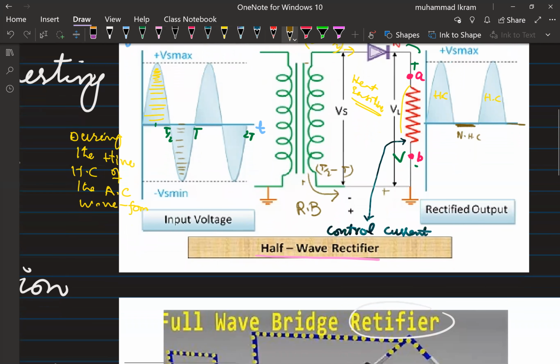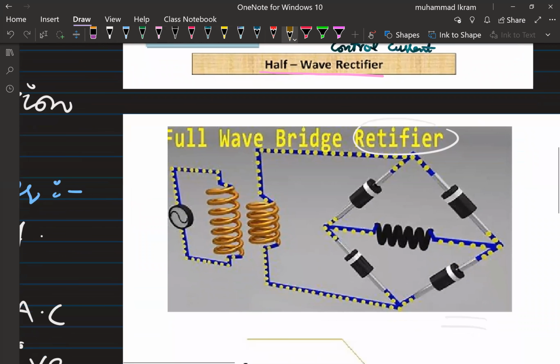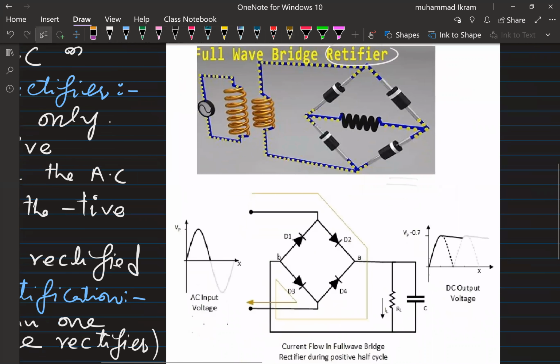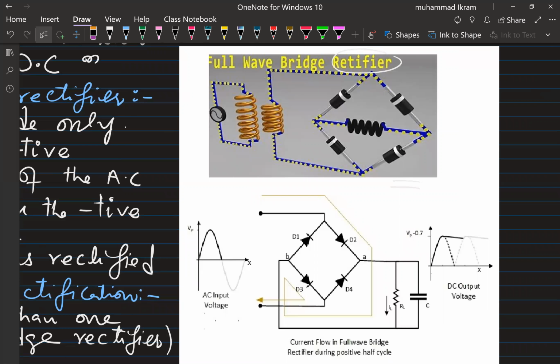Now let us see what is going to happen in the full wave rectification. The full wave rectifier consists of diodes bridged together. Look at this arrangement, a kind of diamond arrangement. Here you have the diodes D1, D2, D3, and D4. This seems just like our Wheatstone bridge circuit. It is a combination of series and parallel combination of the diodes: two diodes in series, and then the pair of diodes in parallel here.